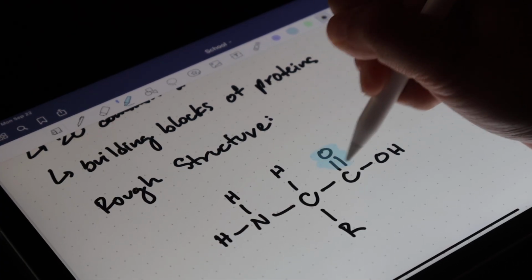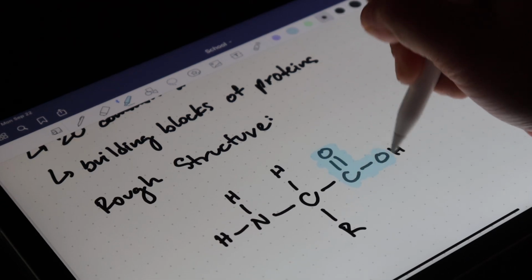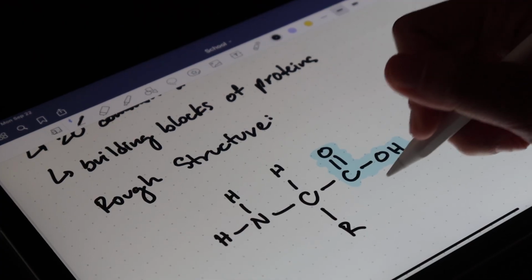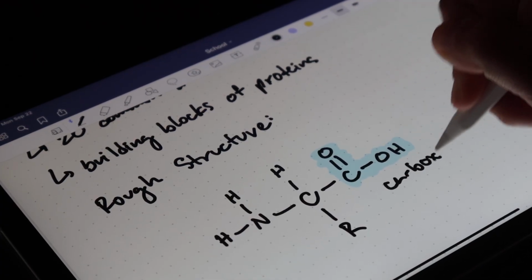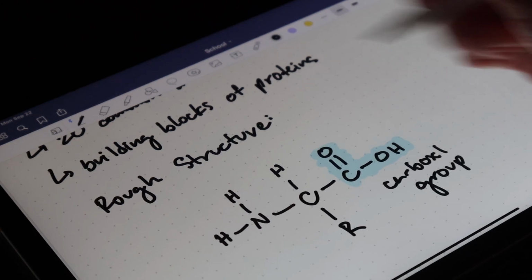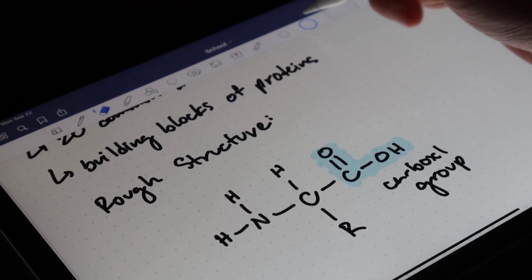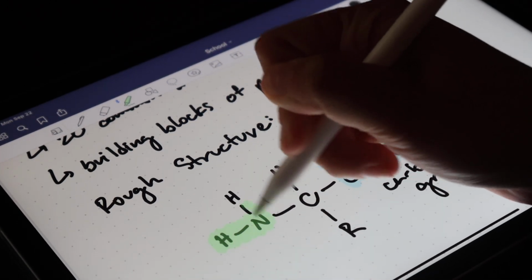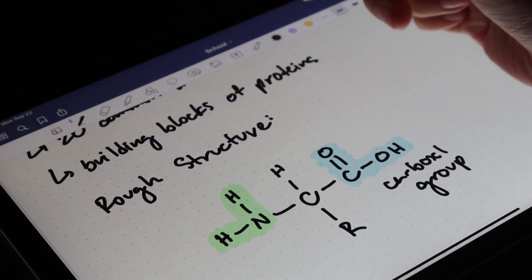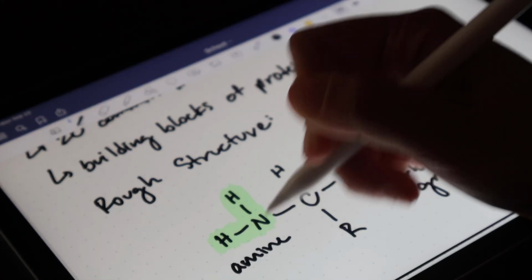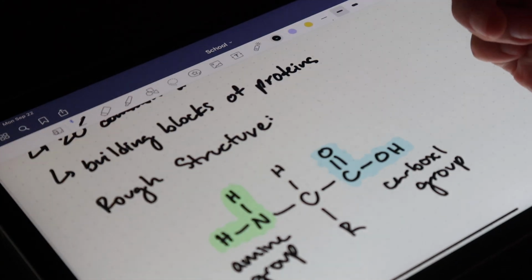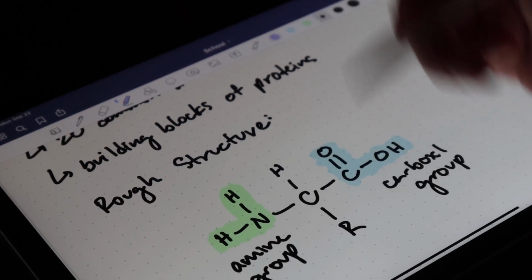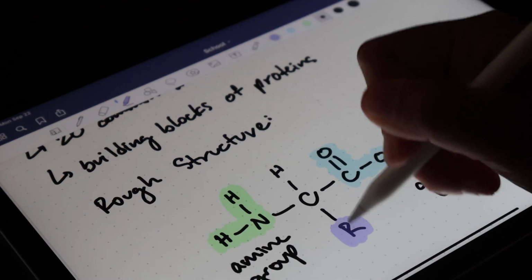Again, we can see on this side, we have our carboxyl group. On this side, we have our amine group, or just an amine. And then of course we have the hydrogen and the R group.